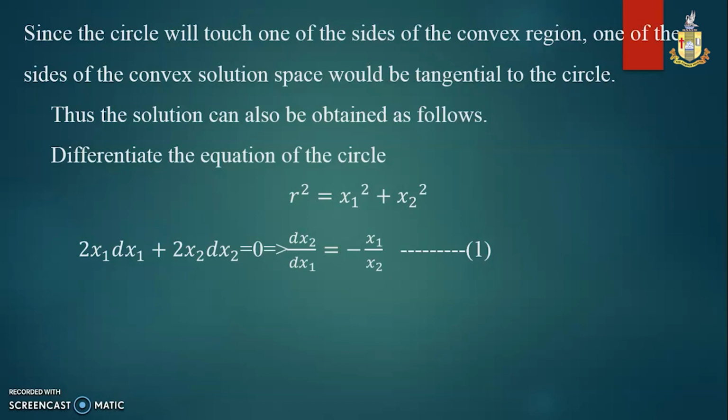Now we differentiate the equation of the circle. r square equal to x1 square plus x2 square. If we differentiate this equation, then we get 2x1 into dx1 plus 2x2 into dx2, that is equal to 0 since r square is constant. From this equation we get dx2 by dx1 is equal to minus x1 by x2.